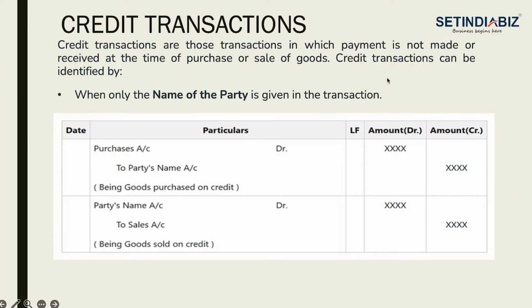Now, what are credit transactions? Credit transactions can be identified only when the name of the party is given. How will we record? If the name of the party is not there, how can we record those journal entries, those financial transactions?